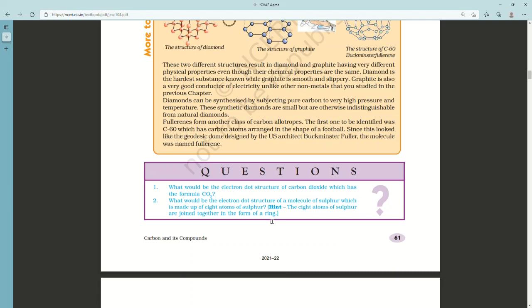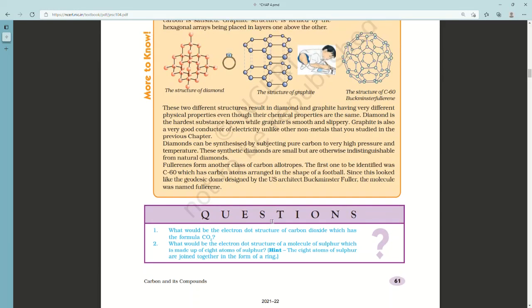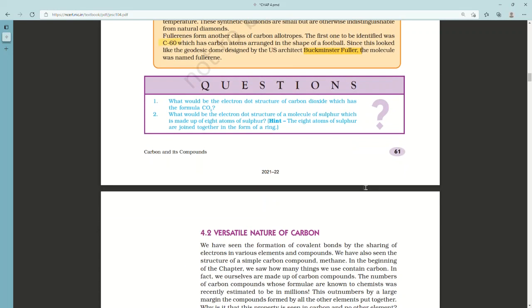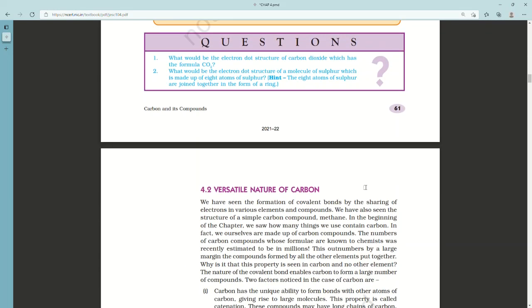The nature of the covalent bond enables carbon to form a large number of compounds. 2 factors noticed in the case of carbon are: first, carbon has the unique ability to form bonds with other atoms of carbon, giving rise to large molecules. This property is called catenation. Let me repeat that. Carbon has the unique ability to form bonds with other atoms of carbon, giving rise to large molecules, and this is called catenation.